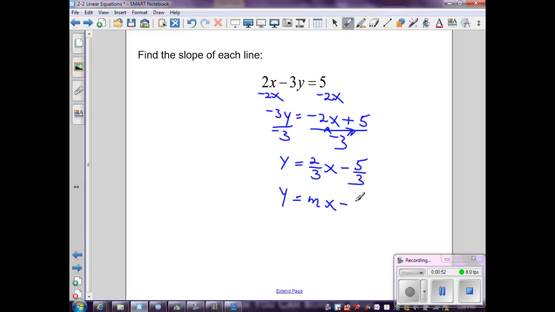And I can identify the slope and y-intercept. My slope is going to be m equal to 2 over 3, my rise over my run, and my y-intercept is 0, negative 5/3.